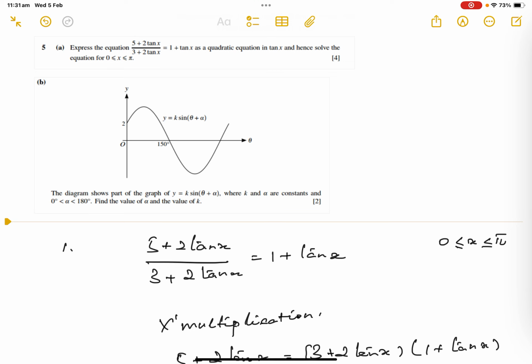Part B, there's a sketch graph given. The graph of y equals k sin(theta plus alpha), with theta on the x-axis and y on the y-axis. The diagram shows part of the graph of y equals k sin(theta plus alpha), where k and alpha are constants and alpha is between 0 and 180. Find the values of alpha and k.